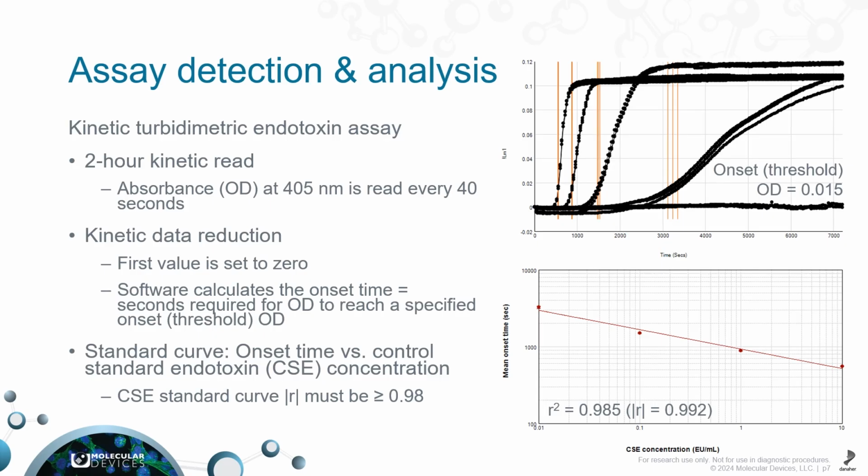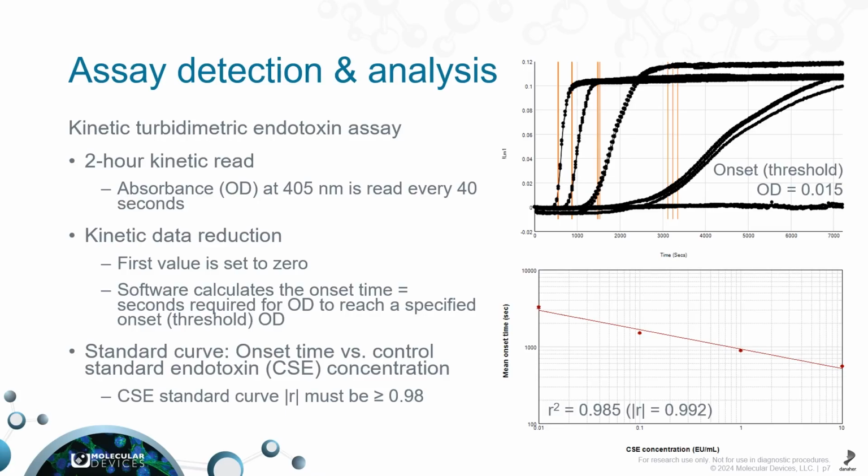The calculation or the reduction that is done on this kinetic data includes setting the first OD or optical density value to 0, and then calculating the amount of time that's required for the subsequent OD readings to reach a specified threshold or onset OD. So the higher the endotoxin concentration is, the more rapidly this onset OD will be reached.